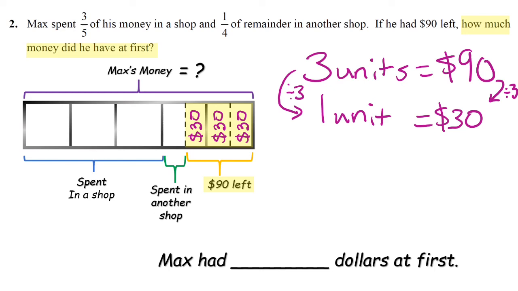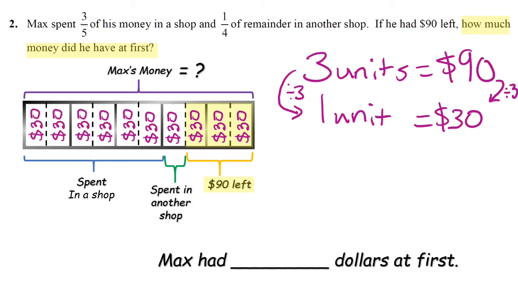Now, I also know that that unit that was spent in the other shop, that other little unit, that's a 30. But the other units, the ones that were spent in the first shop, those are bigger. Those are worth 2 of those 30, so they're each worth 60. I could fill them in as 60s. Or what I like to do is I like to cut everything so it is at the exact same unit size. So now I can just fill them in. They're all worth 30, right?